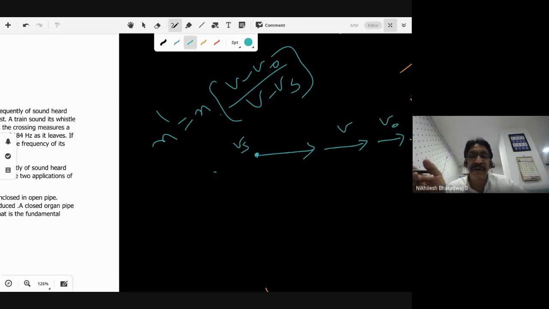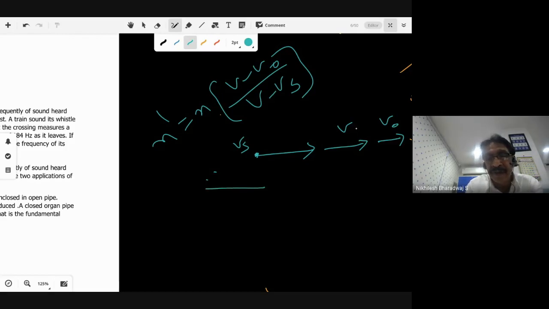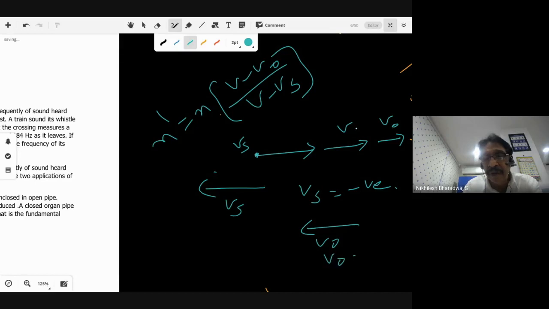If anything is opposite to that, you take it as negative. For example, if the source is moving away from the observer, then Vs is negative. Suppose you say that the observer is moving towards the source, then V naught is negative. This is very important, not only for the board, even for the competitive exams also.